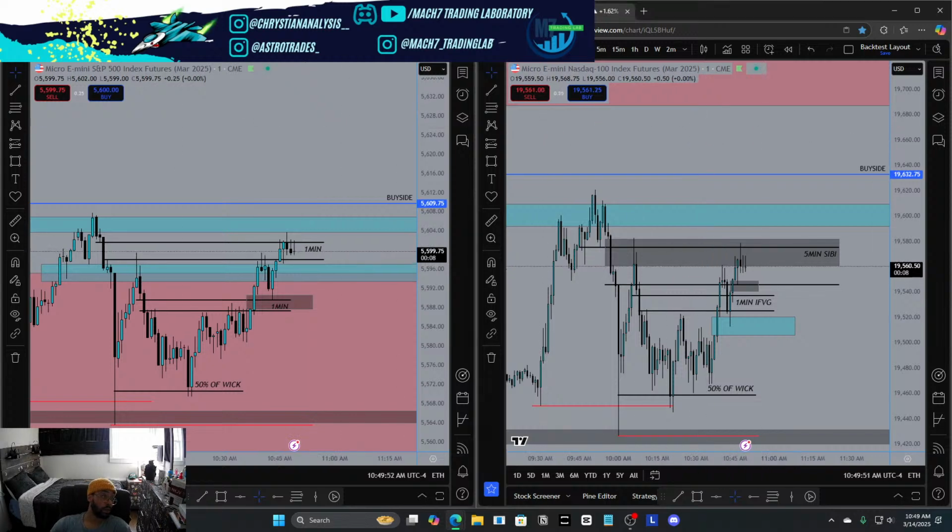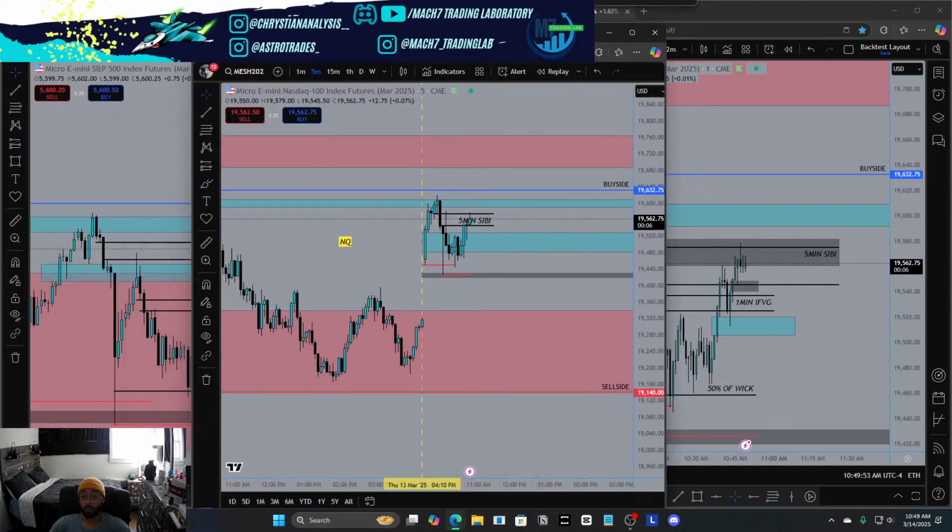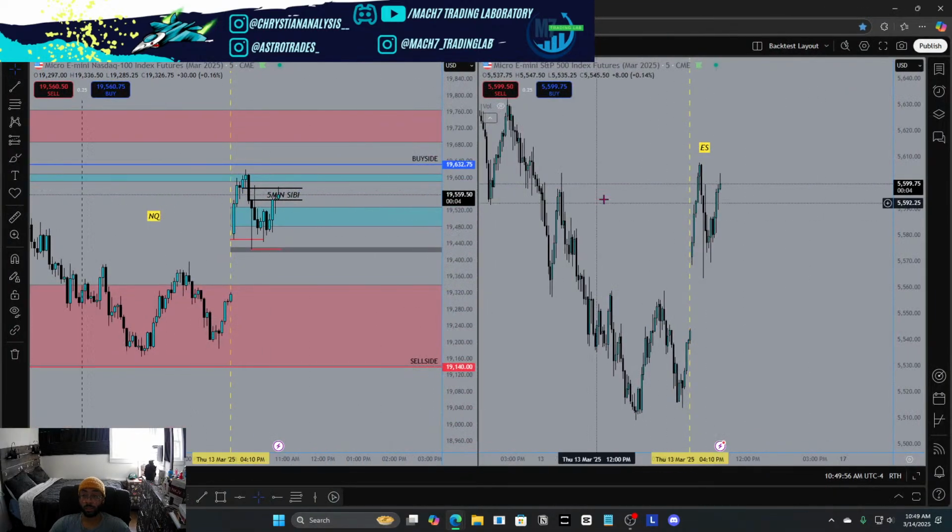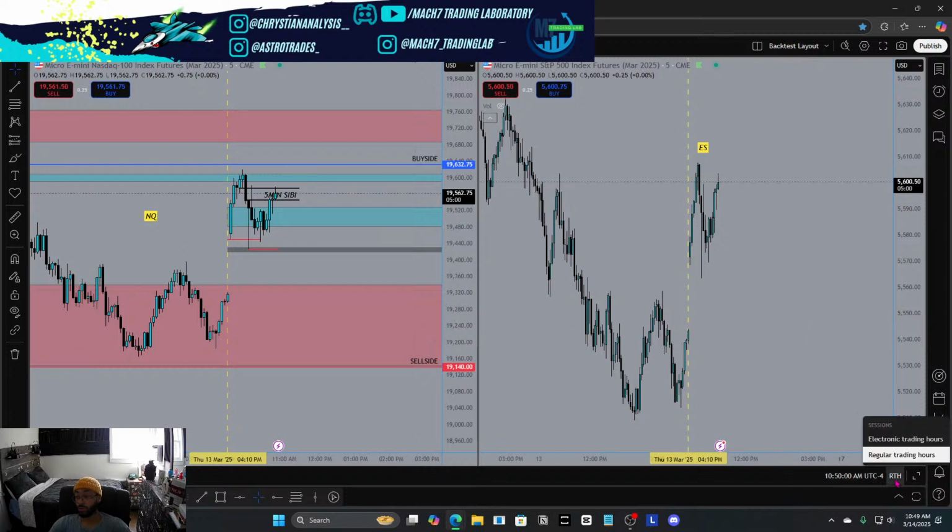Real quick, we are still in premium. I'll go ahead and show you guys. Q and ES, this is where we are looking at, and this is shown from the regular trading hours session. The only way you'll be able to see that is by clicking all the way to your bottom right. You start always on your electronic trading hours and regular trading hours.